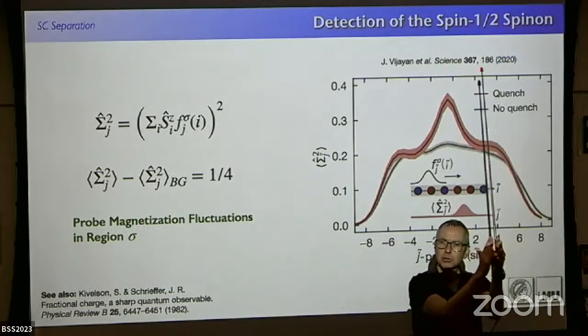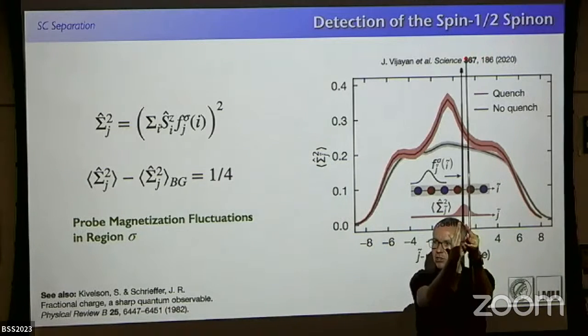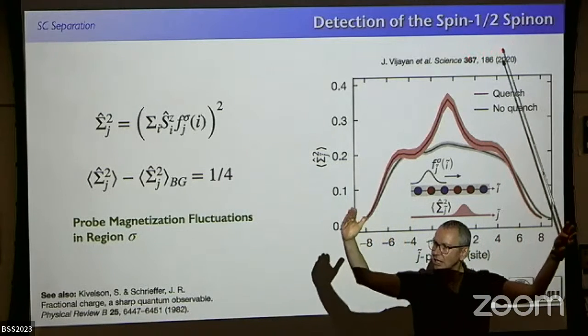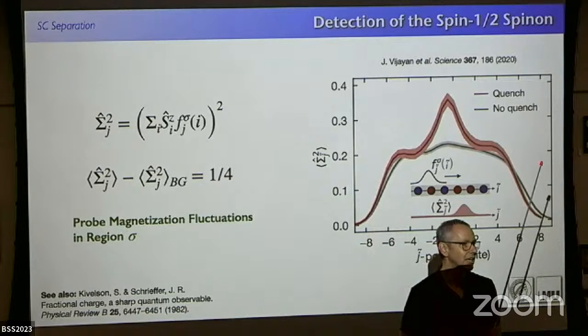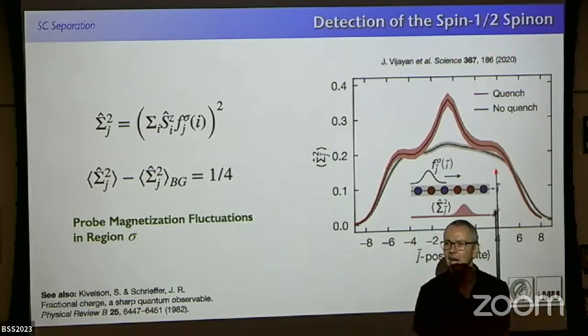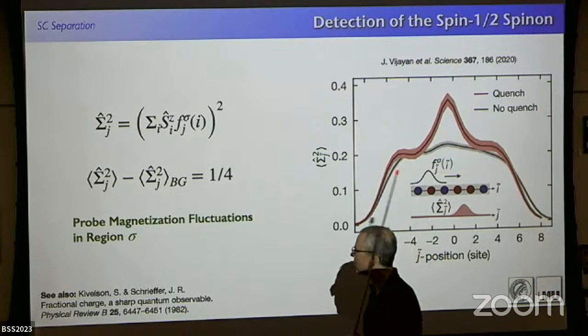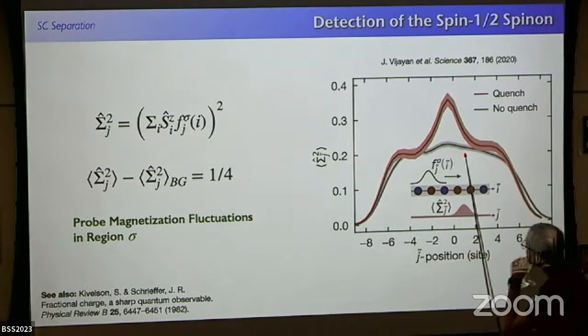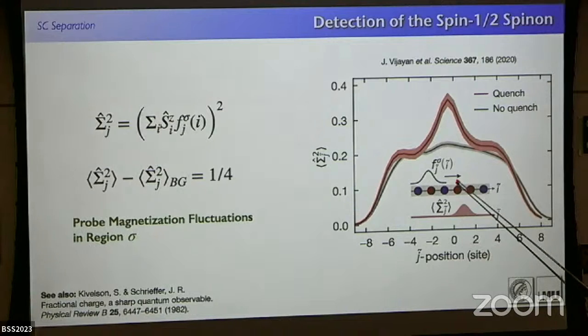But that also allows you to check how large the spinon wave function is. You just change the windowing function in the analysis, and you see once it has hit 1/4, that's the size of my spinon wave packet in the system. And this is how this looks in the experiment. So this is some experimental data.